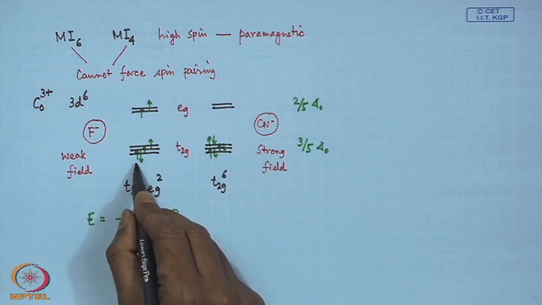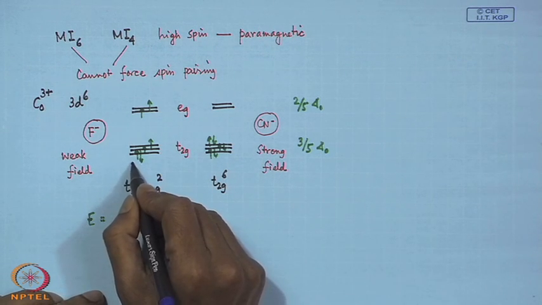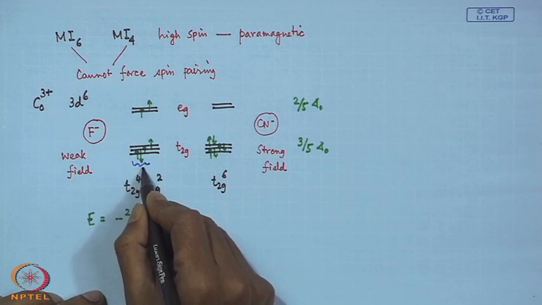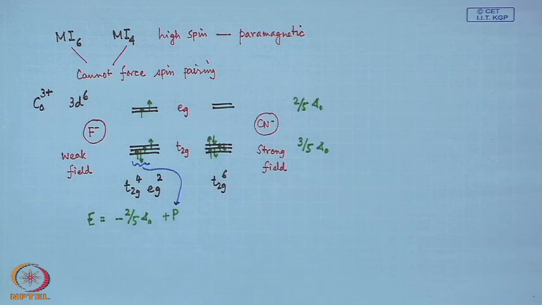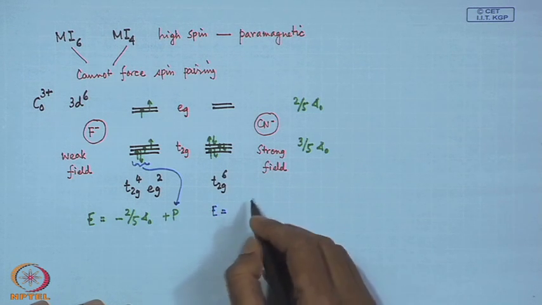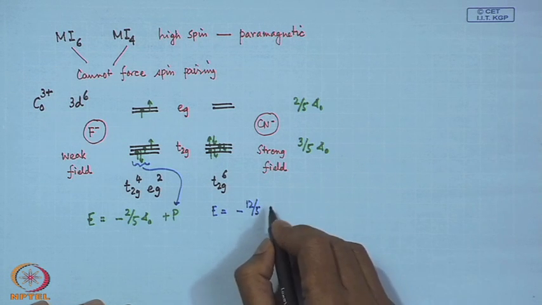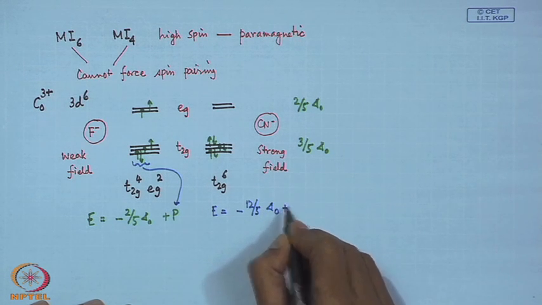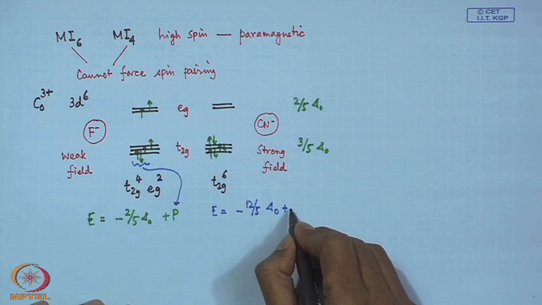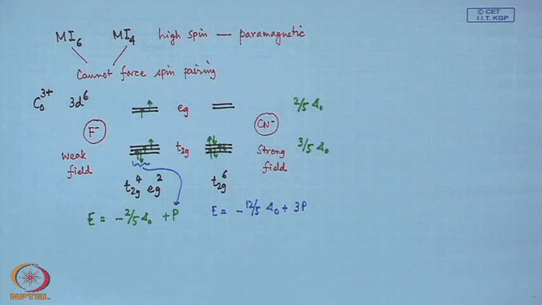So, we put this P for the pairing, this pairing energy. Similarly, for the right hand side we have minus 12/5 delta O plus 3 units of the pairing energy term.